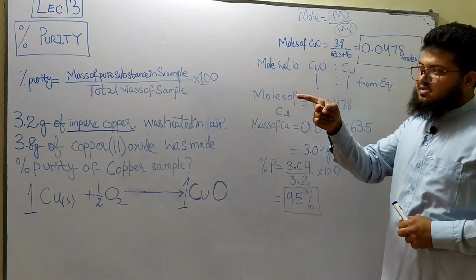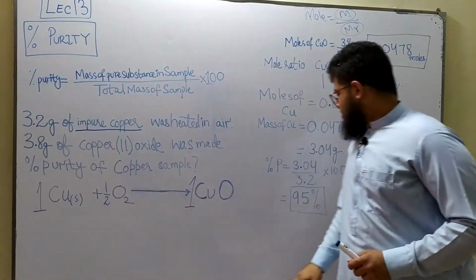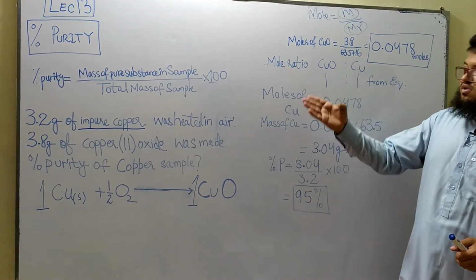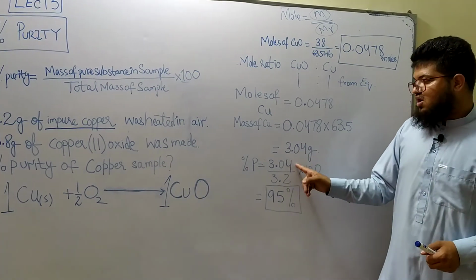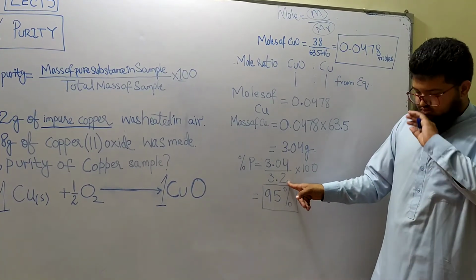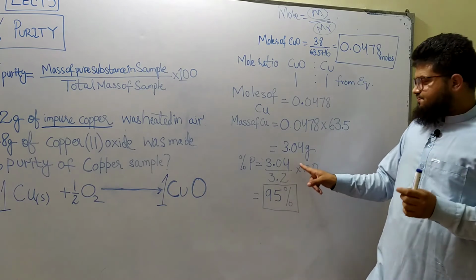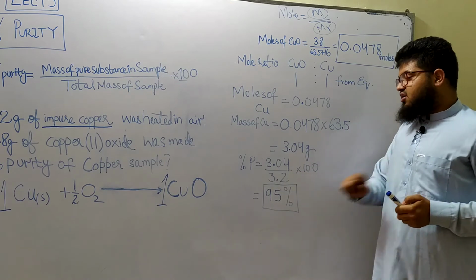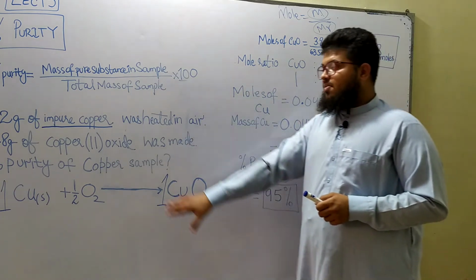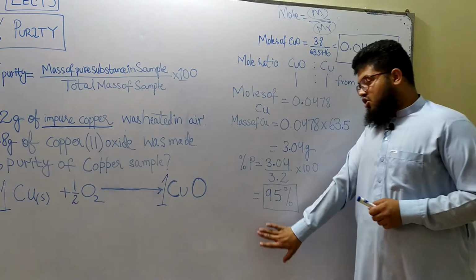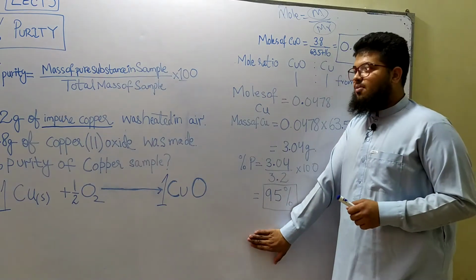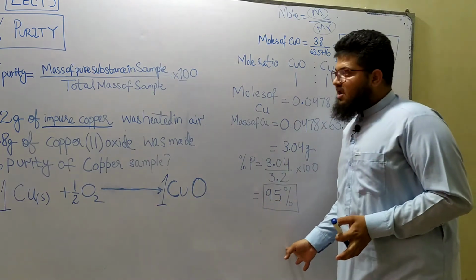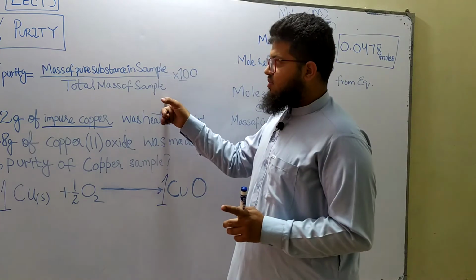We've got the mass of the sample, the impure sample, which is 3.2 grams. Now the 3.04 grams is the mass of the pure copper. You just use this formula to get the percentage purity. Okay, 3.04 divided by 3.2, and multiplied by 100, and you've got your answer. This impure copper sample is 95% pure. This means it has 95% copper inside of it, okay, and the rest of it must be some impurities. Apart from that, you could also use moles in this formula.